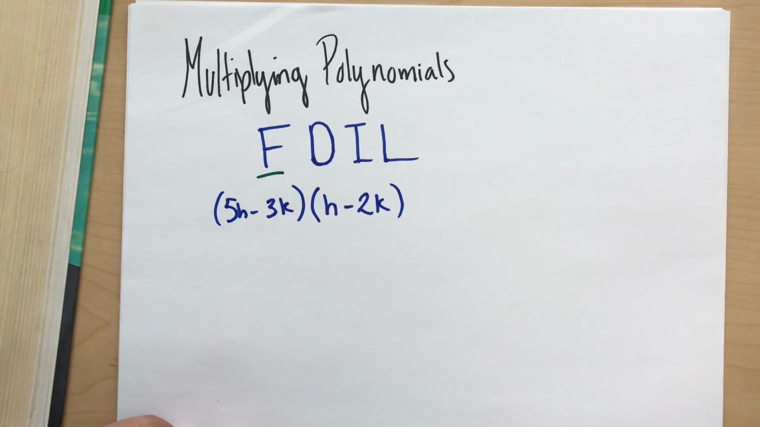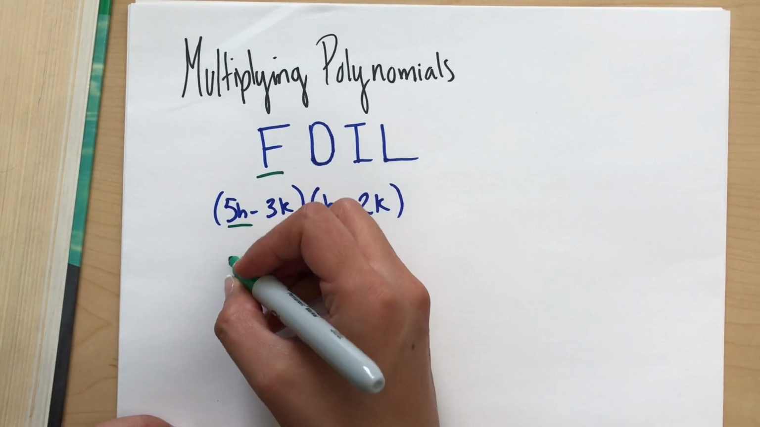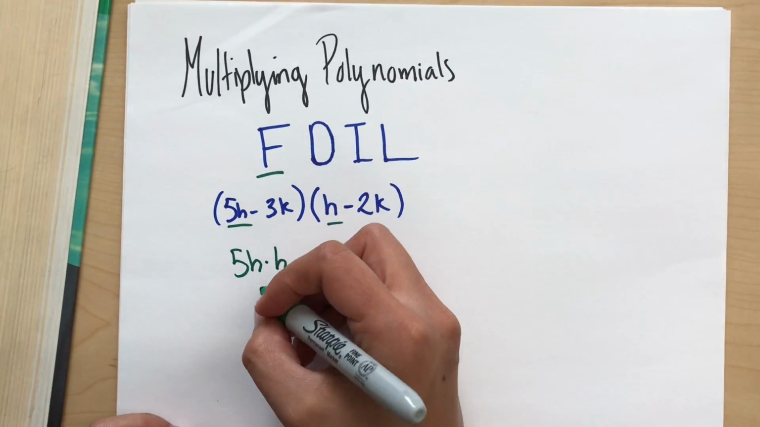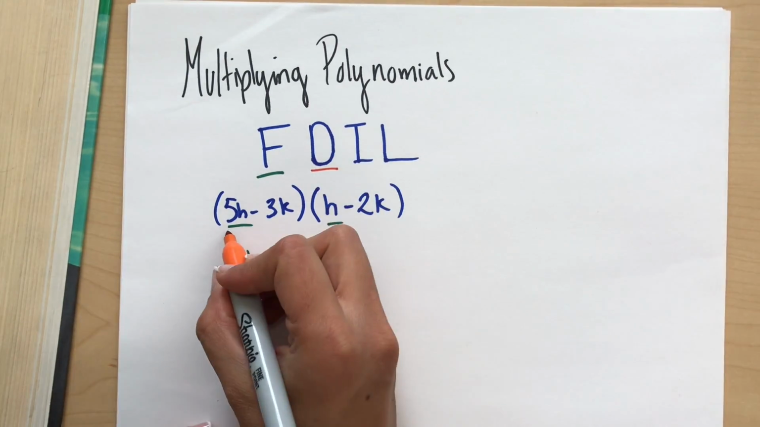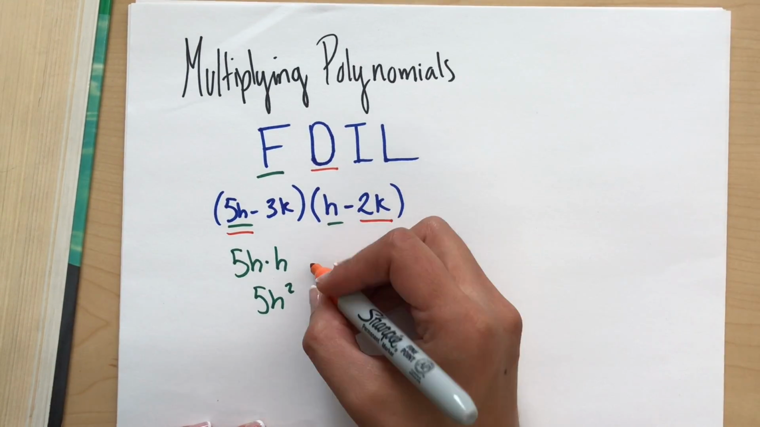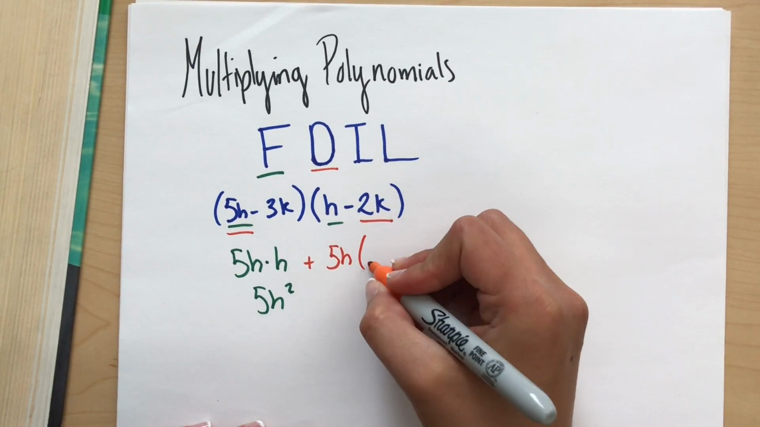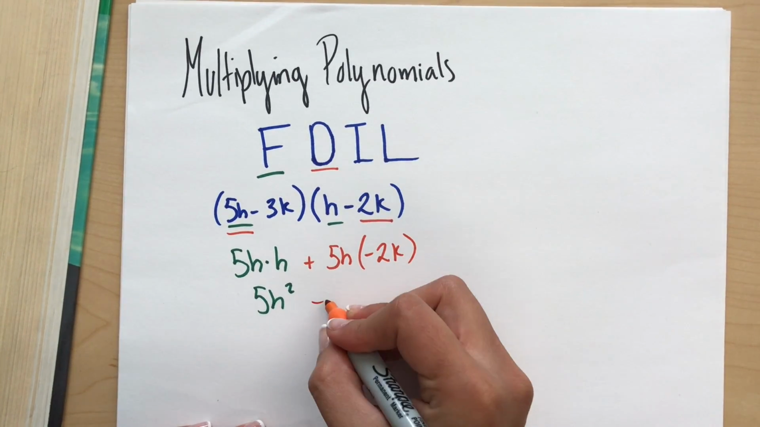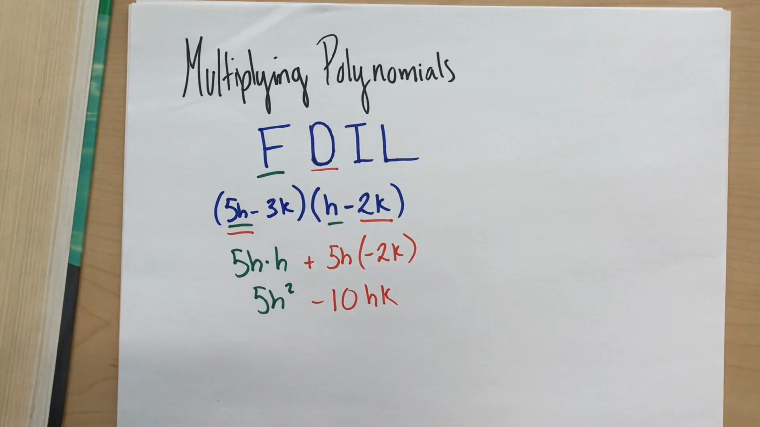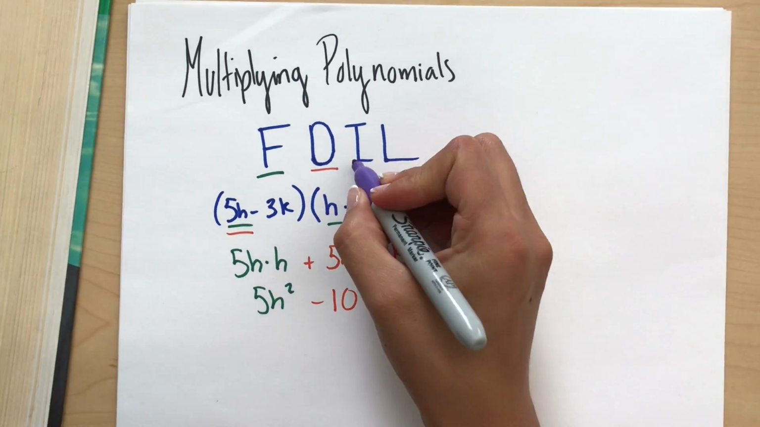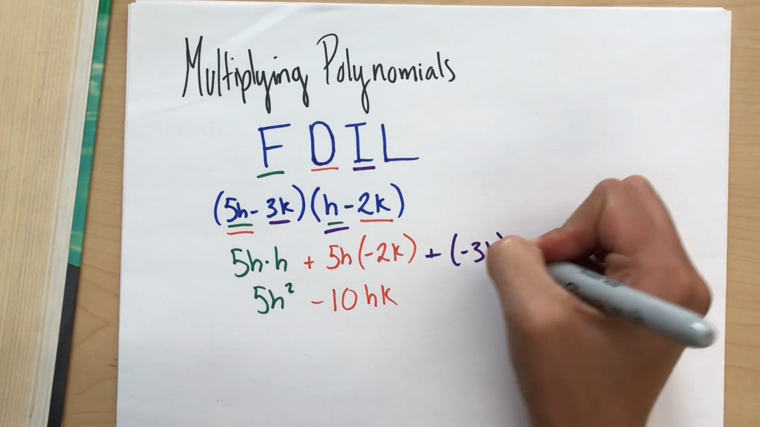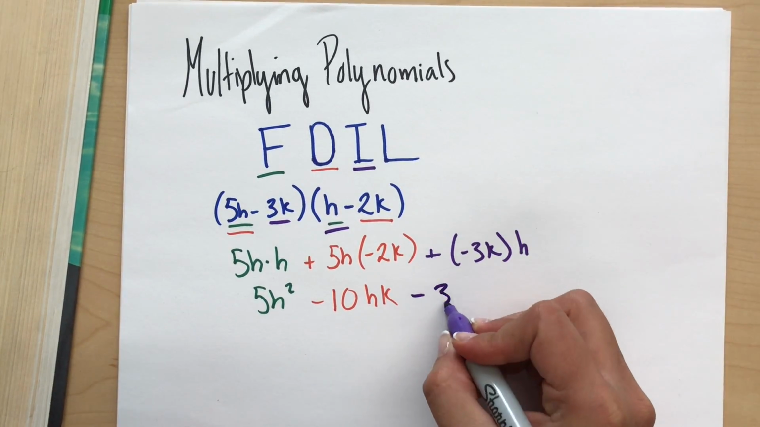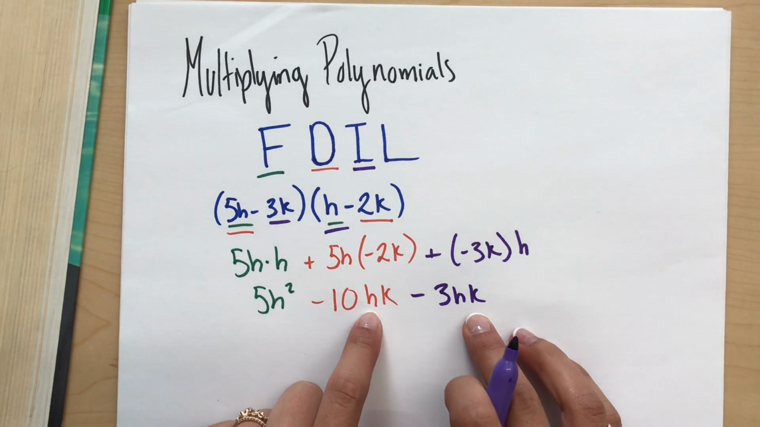The first thing we're going to do is this kind of distribution, where first we do the first terms. 5h times h, which is 5h squared. Then we're going to do the two outside terms, 5h and negative 2k, and we get negative 10hk. Then we take the two inside terms, negative 3k and h, and when we multiply those we get minus 3hk.